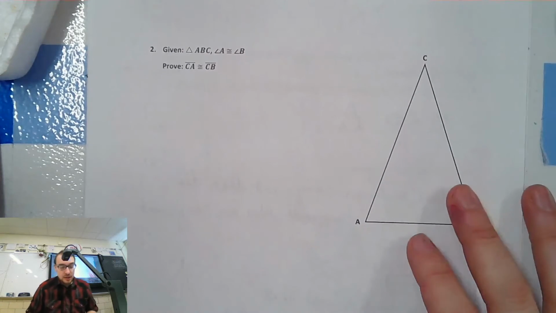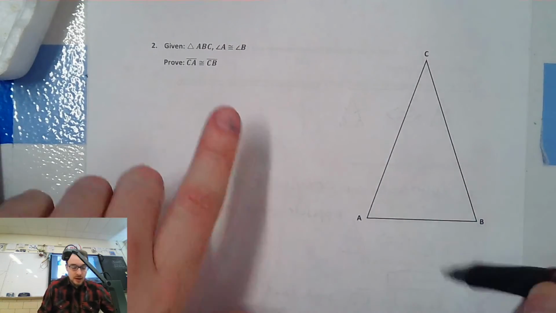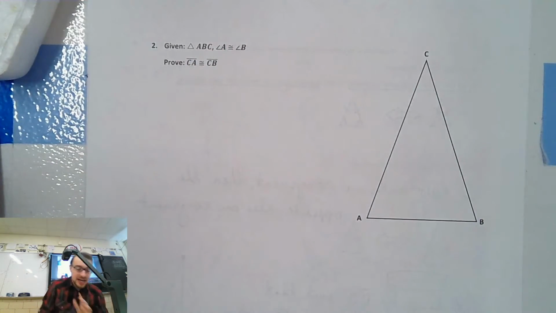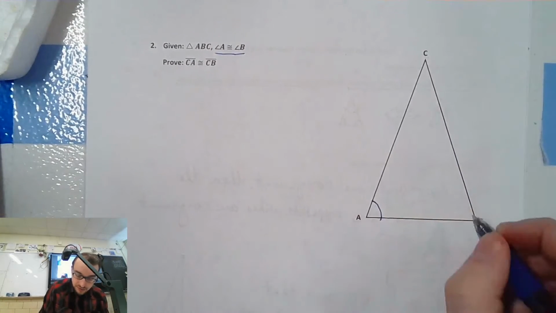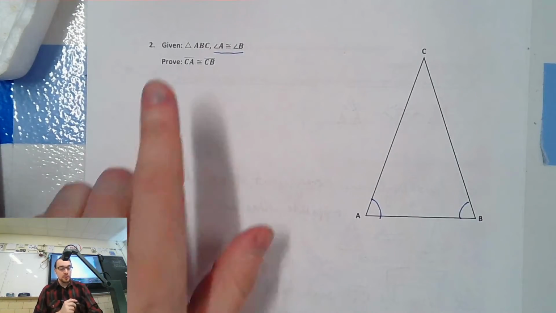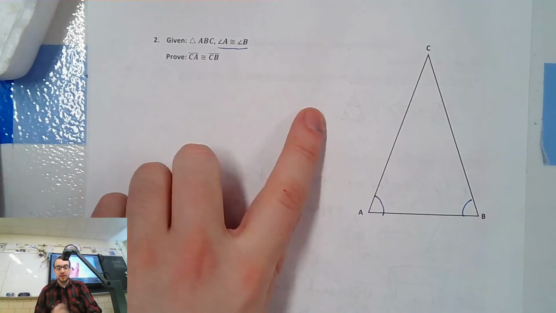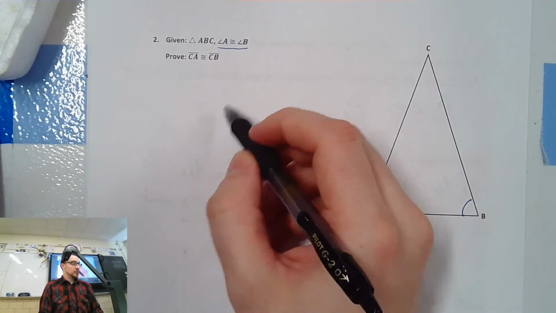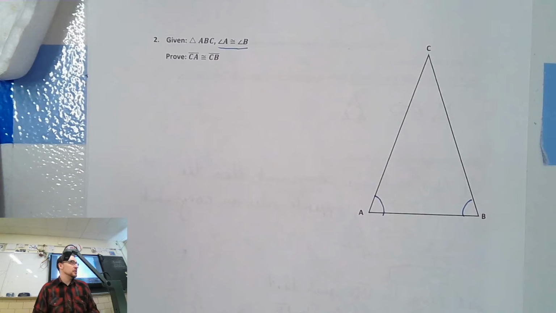All right, so here's what we're going to do. We're going to start with ABC, just a random triangle. They tell us that angles A and B are congruent. Now we need to prove that CA and CB are congruent, so that these two sides are. Obviously, if we were allowed to use the Isosceles Triangle Theorem, we could just write, by the Isosceles Triangle Theorem, CA is congruent to CB, and call it a day.